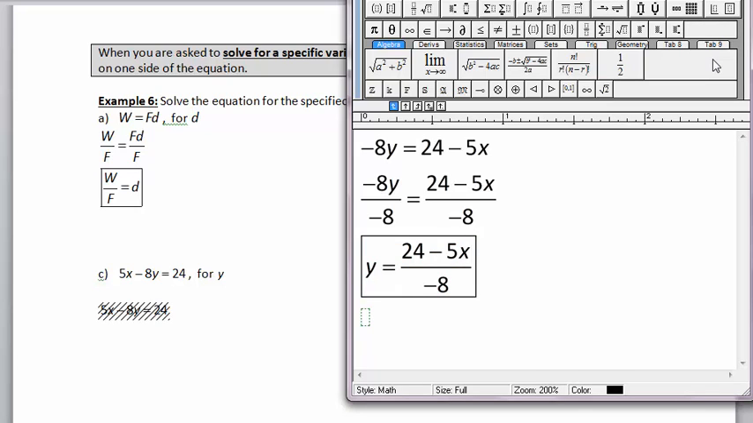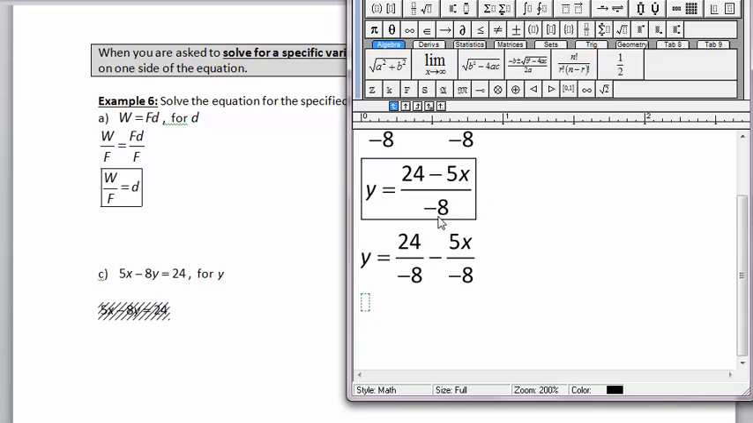We know that it's possible to distribute a multiplication across a sum, multiply both parts of the sum by the same value. It's also okay to distribute your division. You can divide both parts of a sum or difference by the same value. So to start with, it might look like this. I'm going to actually take 24 divided by negative 8 and negative 5x divided by negative 8. And we can simplify each of those.